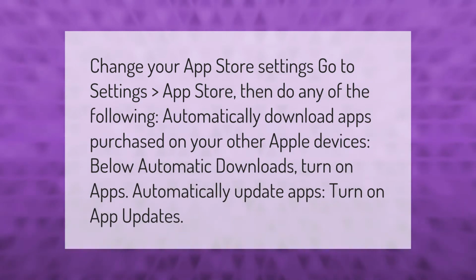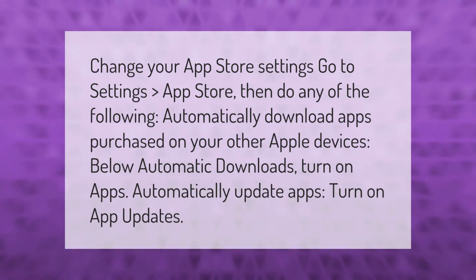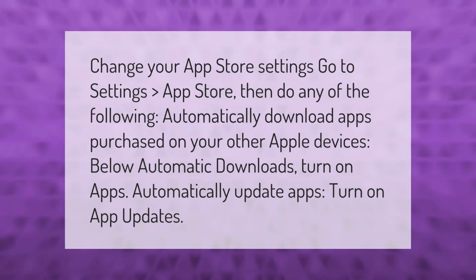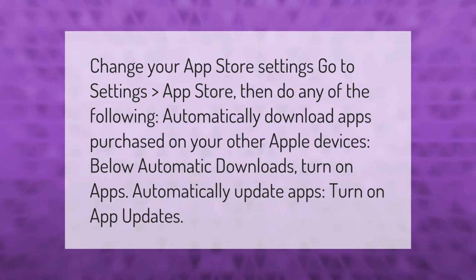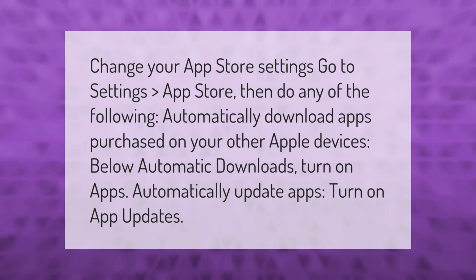Change your App Store settings. Go to Settings, App Store. Then do any of the following. Automatically download apps purchased on your other Apple devices. Below Automatic Downloads, turn on Apps. Automatically update apps. Turn on App Updates.